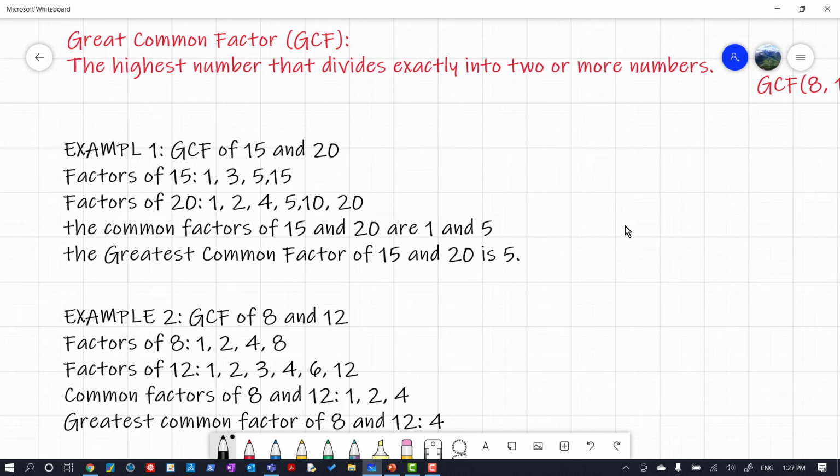All right, this is the definition of GCF, which is very simple. The highest number that divides exactly into two or more numbers. So you probably can see those are very simple examples, such as you are asked to solve GCF of 15 and 20. Obviously, the first step is to find all the factors of 15, and the second step is to find all the factors of 20, and then you can pick up the common factors of 15 and 20, which are 1 and 5. And then from this list, you can find the greatest common factor of both 15 and 20 is 5. So it's not that difficult.